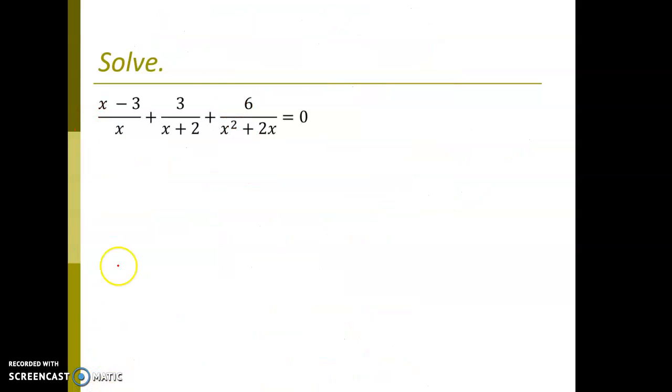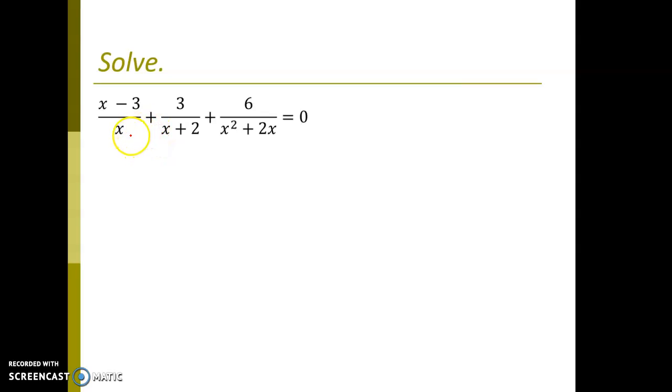Alright, so moving on to the next one. Now I'm going to do this with the other method, where you essentially just find a common denominator and then multiply that by the entire equation, both the left and right side of the equal sign.